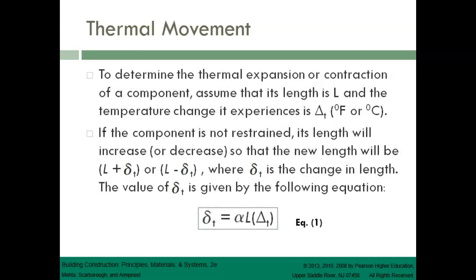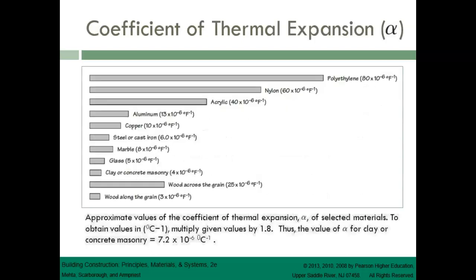Delta L equals alpha times length times delta T. The figure 8 looking Greek symbol is actually the lowercase delta symbol, so it's the same as the triangle. The coefficient of thermal expansion for several commonly used construction materials can be found here.